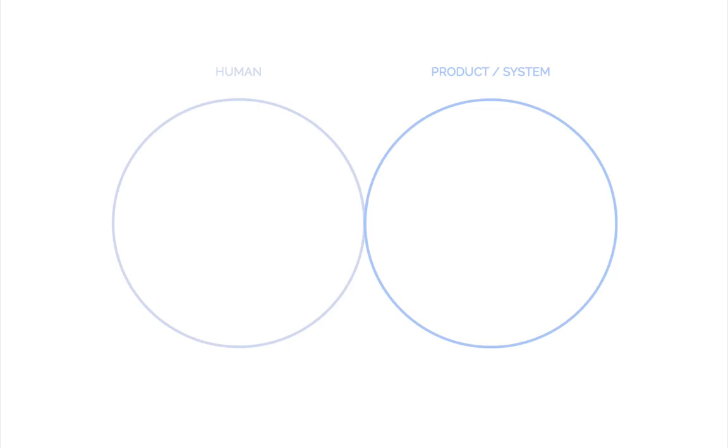UX, user experience, deals with the overall experience associated with the use of a product or a service. It requires a good understanding of the user and of the system of the product the user interacts with. UI, user interface, is the specific interface of this product. It is the tool, the point of interaction between a human and a system. Therefore, UI is a part of UX.